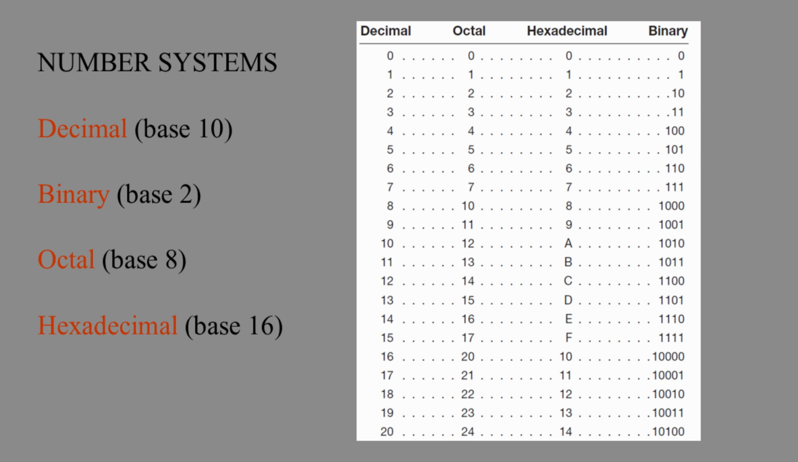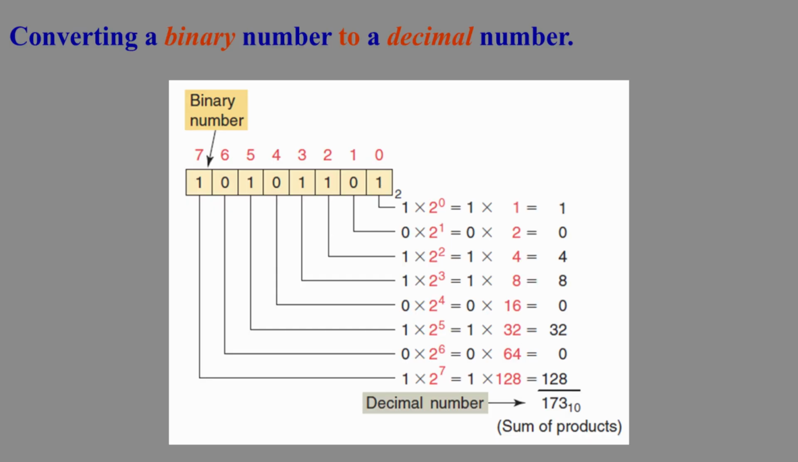decimal for human interaction. The decimal equivalent of a binary number can be determined in a manner similar to a decimal number.